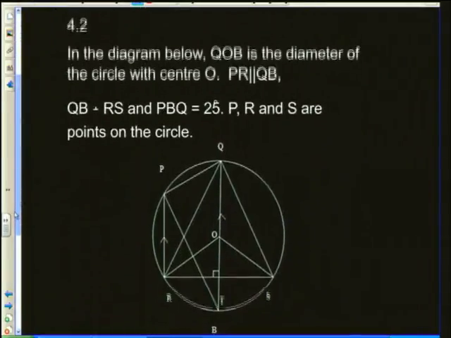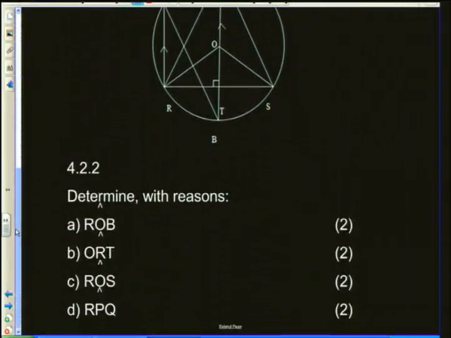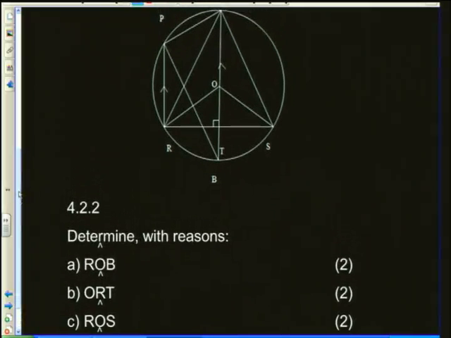They say in the diagram below, okay, so we've read through that. Let's look at question 4.2.2. Determine with reasons now those three angles, ROB, ORT, etc. Let's just fill in what we know. We know that that's 25. We know that this angle here is equal to 25 degrees. We know that that angle there is 25 degrees. And we know that this angle here is also equal to 25 degrees.